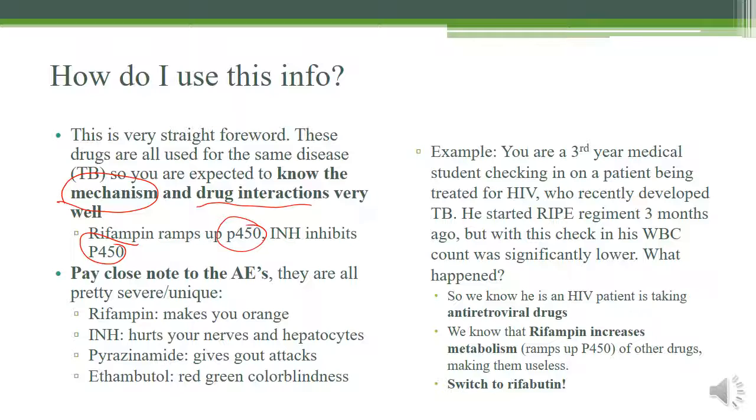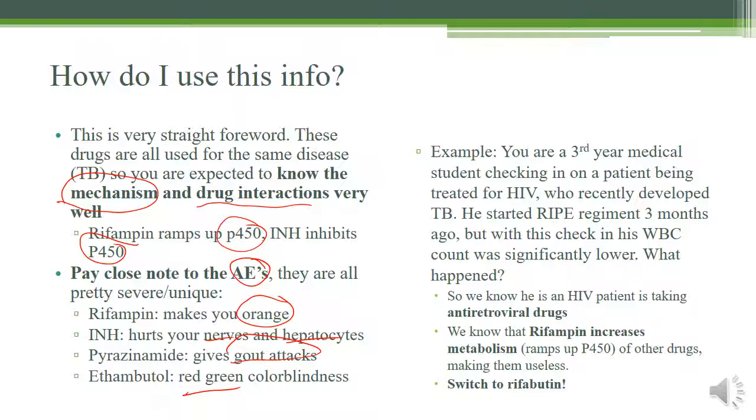And you need to pay very close attention to the adverse effects. They're all very, very unique. Rifampin turns all the secretions orange. INH hurts your nerves and your liver. Pyrazinamide causes gout attacks. And ethambutol causes red-green colorblindness. So these adverse effects are really serious and they're very unique. So it's very easy for you to memorize them and they're just easy points for you to score on a test if you could just remember the adverse effects.